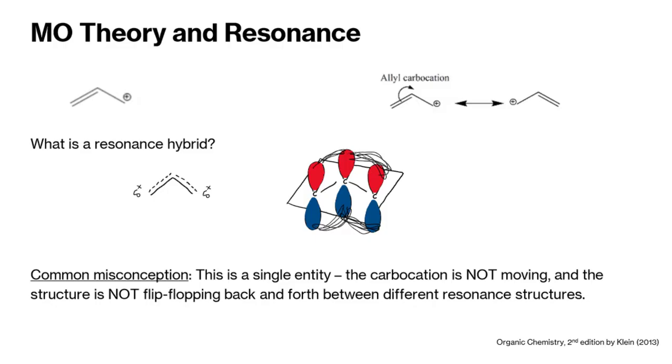The double bond is neither here nor there, but rather spread across the entire molecule, as evidenced in the resonance hybrid. The same is true of the positive charge. It is not on the first nor the third carbon, but instead spread across both carbons.